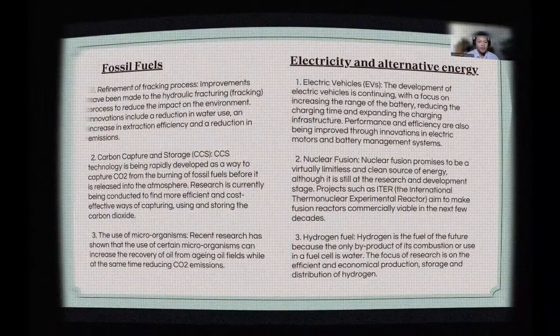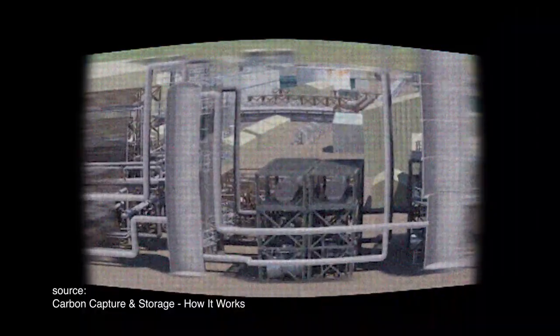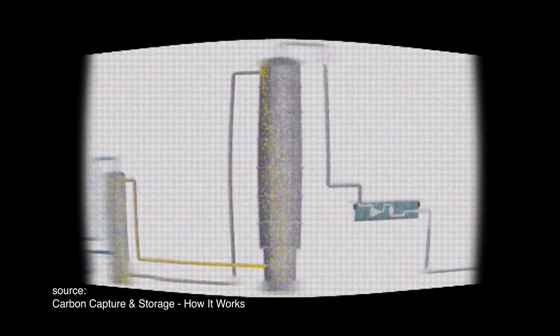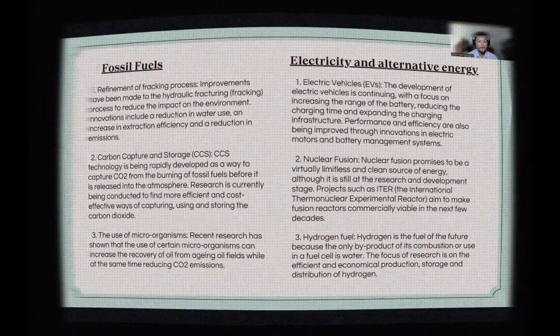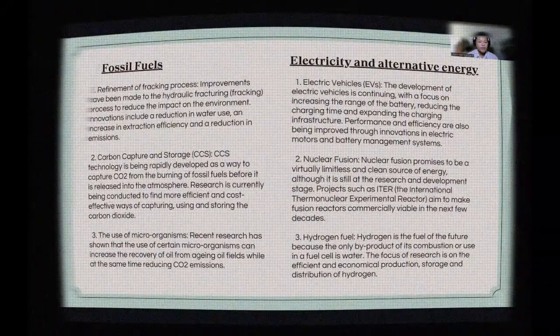Second, carbon capture and storage, or CCS. CCS technology is being rapidly developed as a way to capture carbon dioxide from the burning of fossil fuels before it is released into the atmosphere. Research is currently being conducted to find more efficient and cost-effective ways of capturing, using and storing the carbon dioxide. Third, the use of microorganisms. Recent research has shown that the use of certain microorganisms can increase the recovery of oil from aging oil fields, while at the same time reducing carbon dioxide emissions.